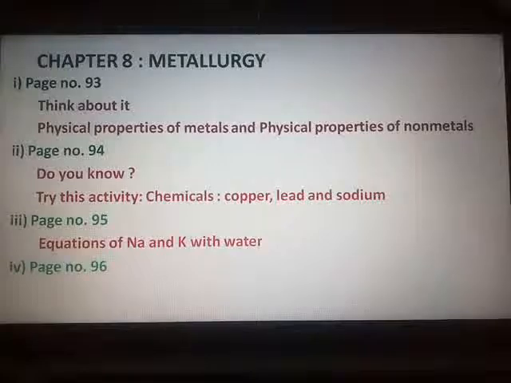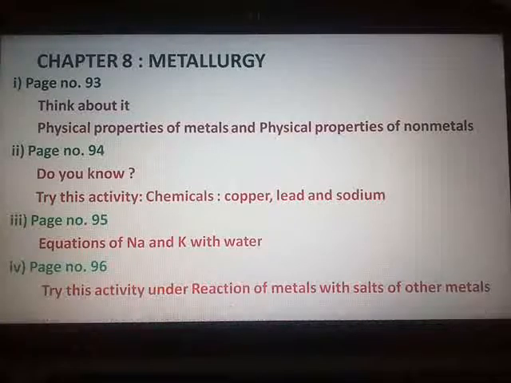In the center of the page, you have a green block with information about aqua regia. Below that you have the property E, reaction of metals with salts of other metals. There you have an activity, try this. That entire activity you remove along with the apparatus, chemicals, diagram, procedure. Put a big cross there, the try this activity under the heading reaction of metals with salts of other metals.